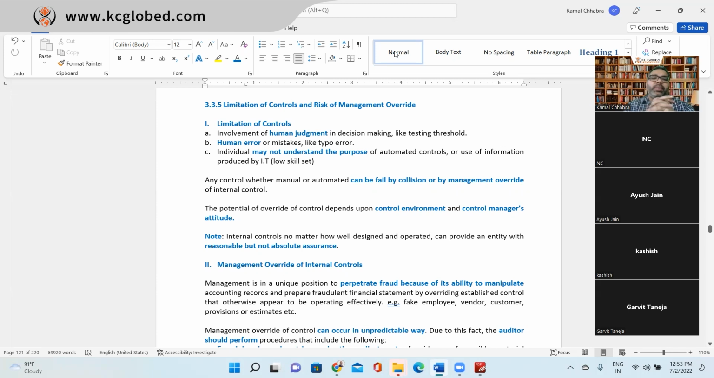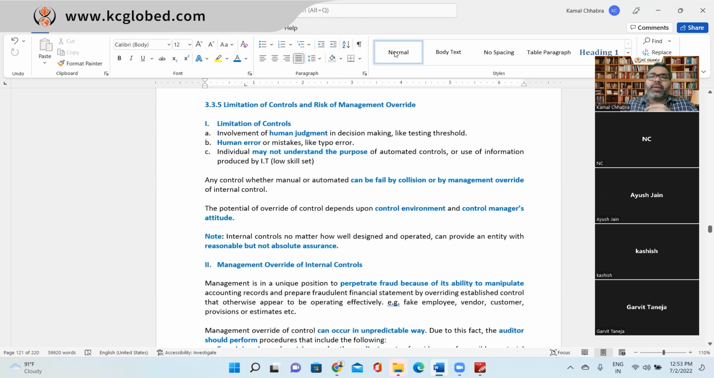First point, if you see, is limitation of controls, and the second thing is management overriding of control. These two things will be broken up separately so that we understand them as different, individual concepts. So first is limitation of control.